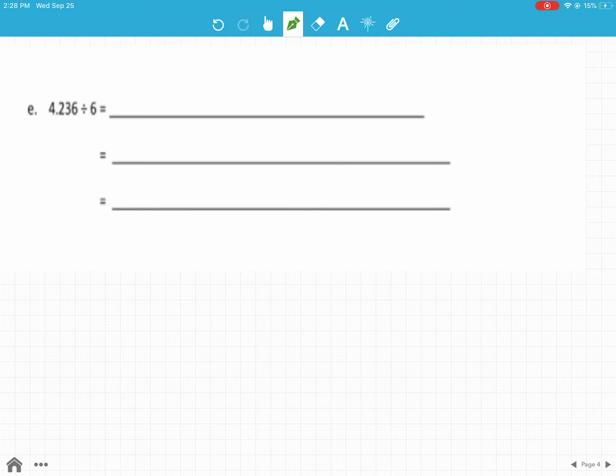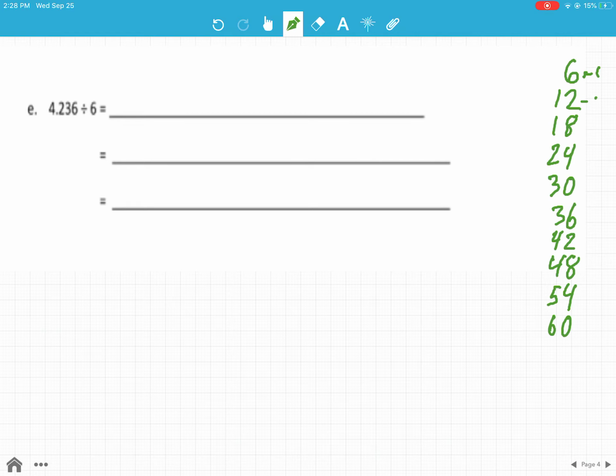Here we have one that does not have any clues. So we have to look at our numbers here, and especially our divisor. Our divisor is 6, so a good plan is to do our 6 timetables. 6, skip count, 12, 18, 24, 30, 36, 42, 48, 54, and then we have 60. We don't even need the 60.